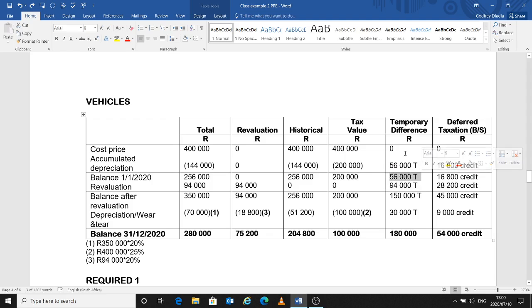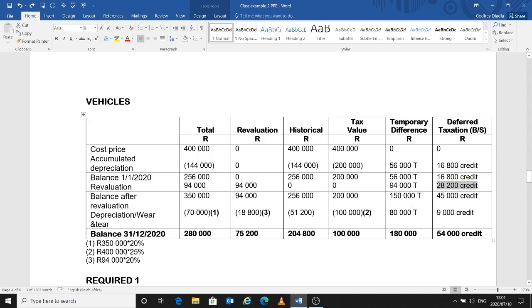Then you say opening is 0, my movement is the one in the middle, which is 56, this one. Then you multiply by the tax rate. Now your revaluation amount, because the intention is to keep, here's the revaluation, you plug it here as a whole, multiply by 30%, it will give you this one. Alright. Then we come to here.